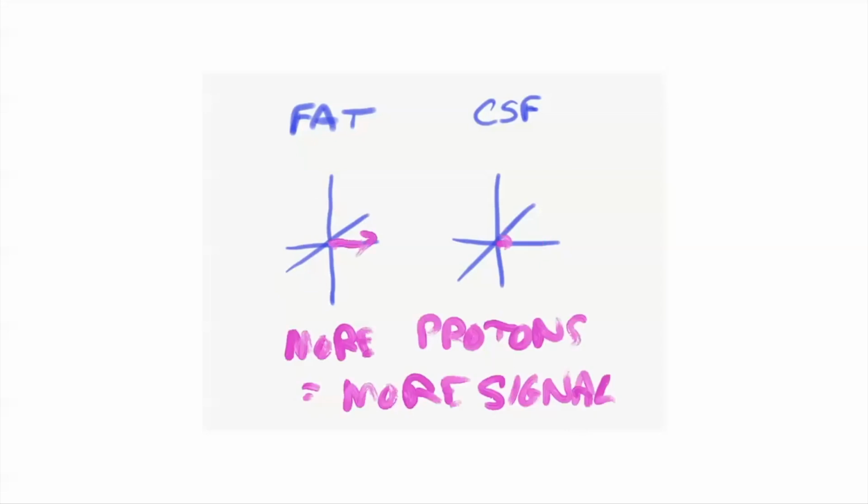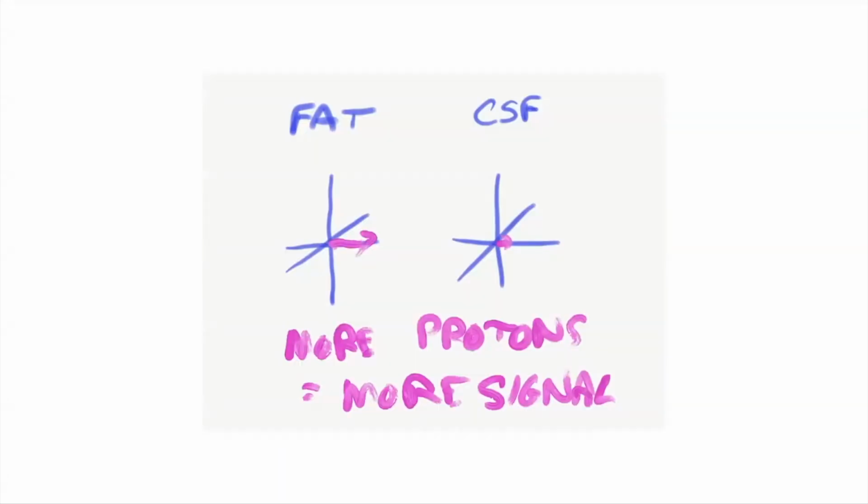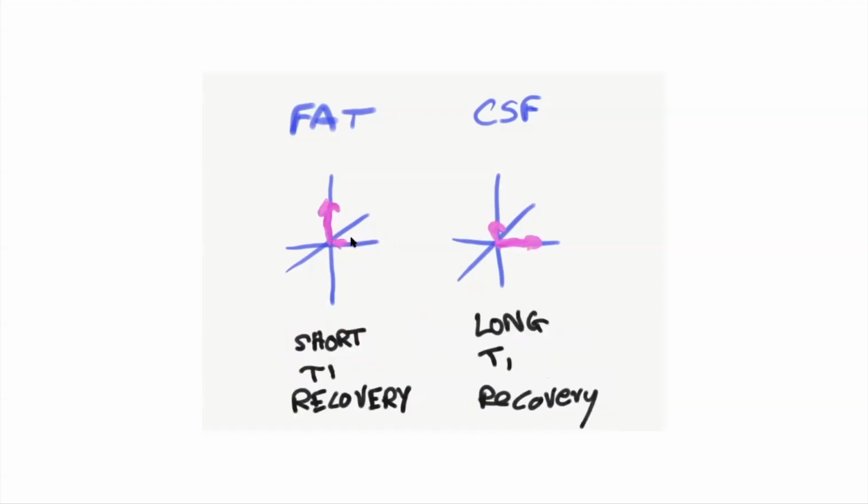Now, how does that give us contrast? The more protons that we have that have recovered, the more protons we have in the transverse plane, because I can only excite the protons that have recovered back to baseline. So if you think about this as a vector of 10, let's assume that the proton density in CSF and fat are about the same. We start out with a 10 vector. If we look maybe 200 milliseconds later, we may have only recovered 1/10 of the protons, whereas in the fat, we may have recovered half or more of the protons.